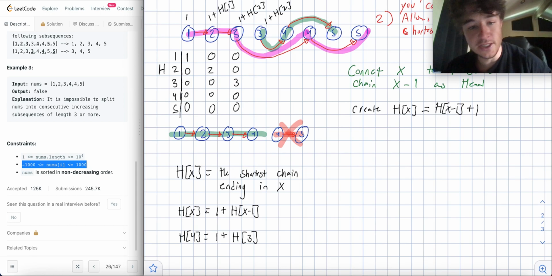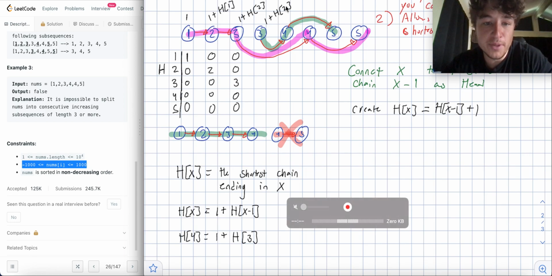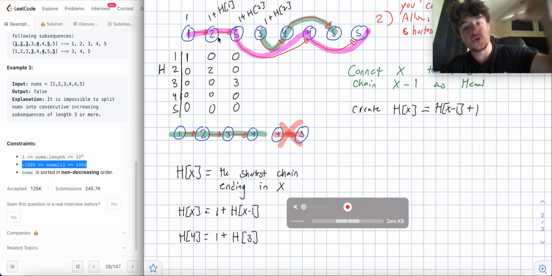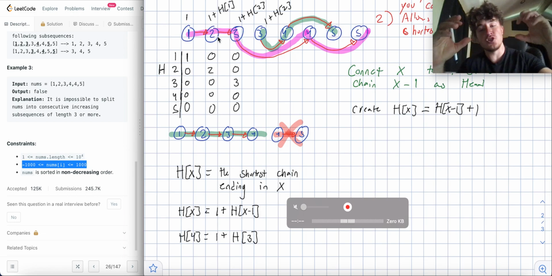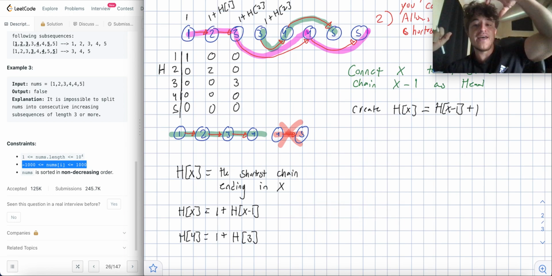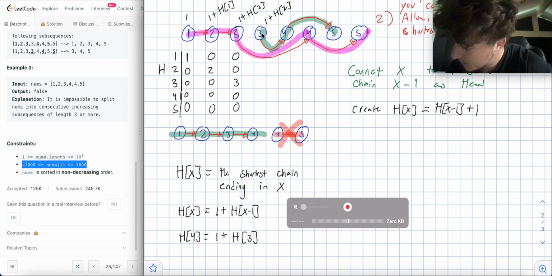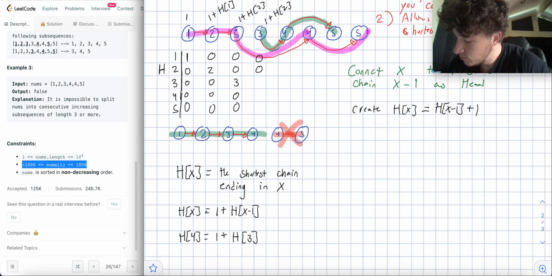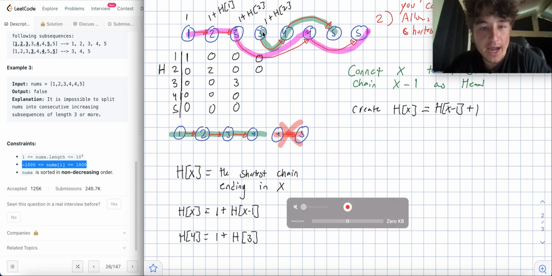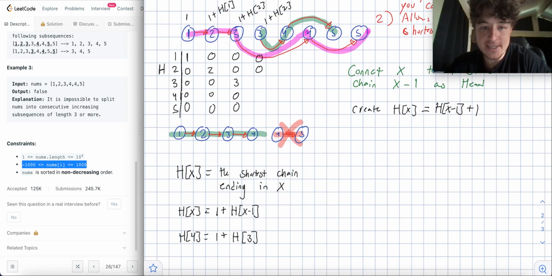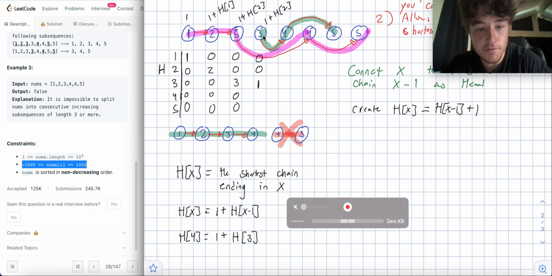And then this is where it gets interesting, right? So when I connect 3 to 1 plus h of 2, well, now h of 2 is 0 because I took that head, the shortest chain ending in 2, and I connected it to a 3. So now there is no longer that head 2, right? Because I connected it to something. But now we kind of have multiple cases here, right? Because when I have this 3 here and I add it, I could say, well, the shortest chain is 1, ending at 3, right? It's just this 3 itself.